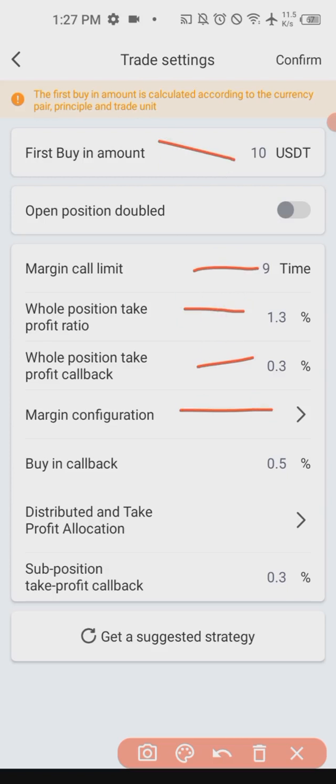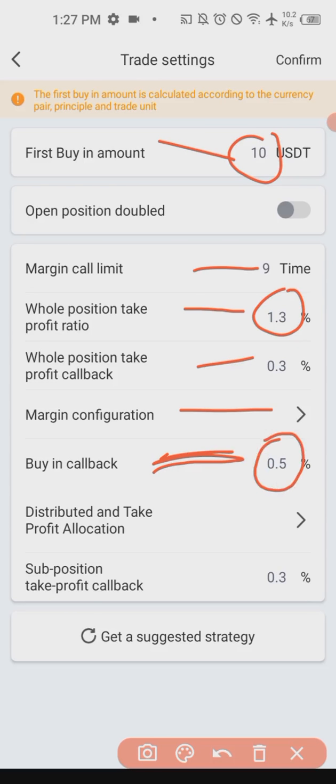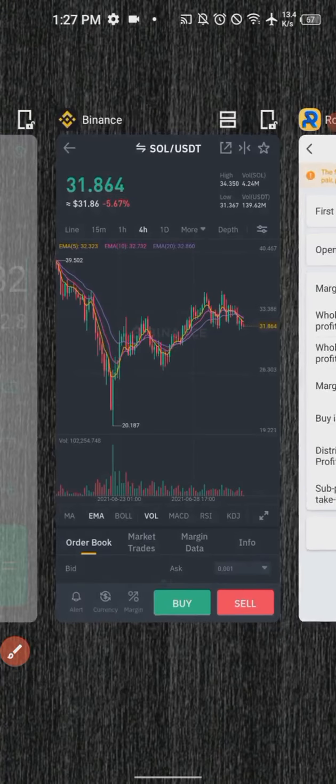Then this is the next option, the buy in callback. Now remember, we are selling. We are buying $10 now. I want to sell at 1.3%. If it drops by 0.5%, for example, whatever percentage I will sell, I want you to also buy it back. Meaning, once the coin makes profits at 1.3% and the price drops, I want you to buy it back. So let us go to Binance and see how this works.